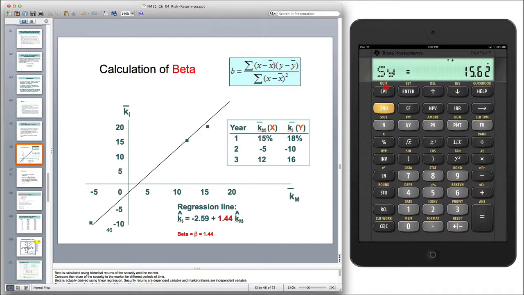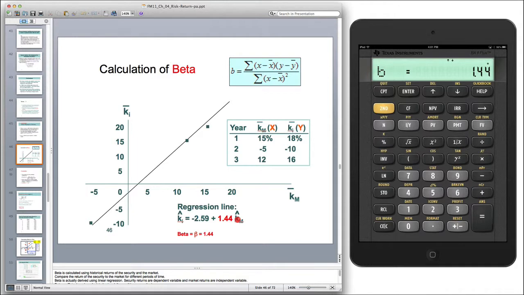Standard deviation of y is 15.62. The population standard deviation, so the difference between S and sigma is the sample versus the population standard deviation. And now we are here at the CAPM equation here. So this alpha corresponds to this alpha here. So that's minus 2.59. And there's beta. That's what we were looking for. Beta is 1.44. And that's your output of the regression here.